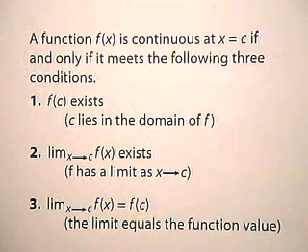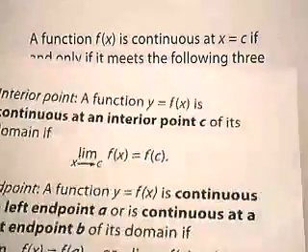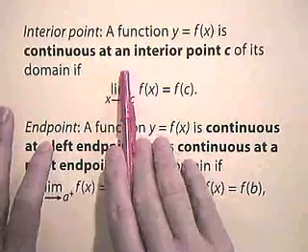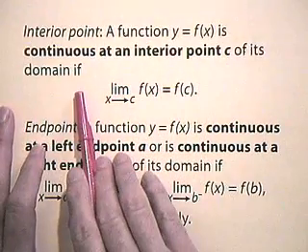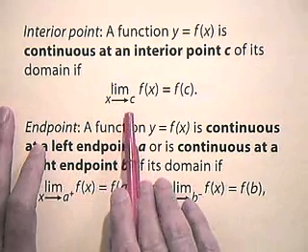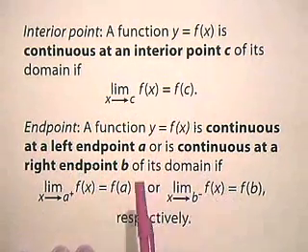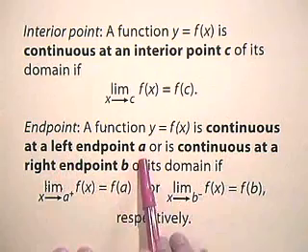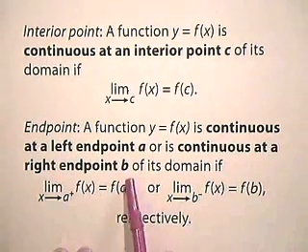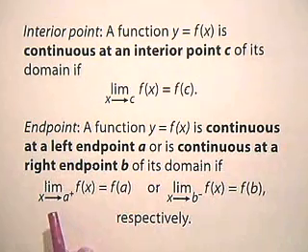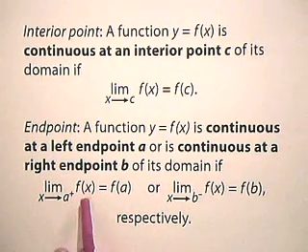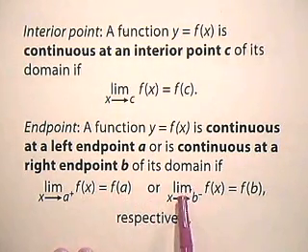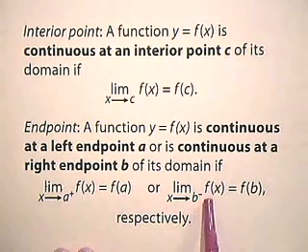Let's be a little more careful about what we mean by this limit, because remember, when we have interior points, we do have two-sided limits. So continuous at an interior point c of its domain means the limit as x approaches c of f of x equals f of c. But at the endpoint, a function y equals f of x is continuous at a left endpoint a or at a right endpoint b of its domain if the limit as x approaches a from the right of f of x equals the left endpoint value f of a, or the limit as x approaches b from the left of f of x equals f of b.